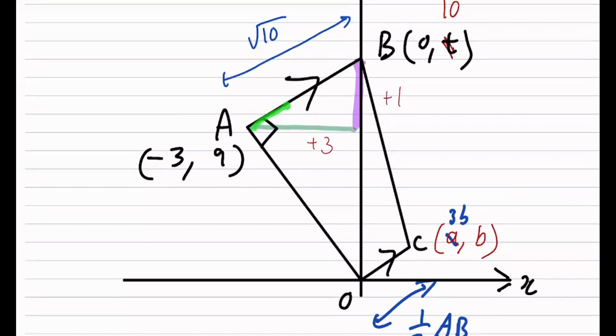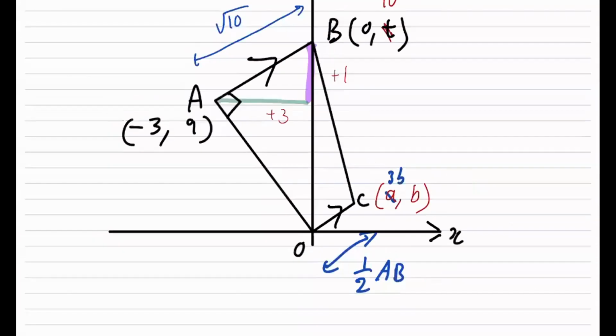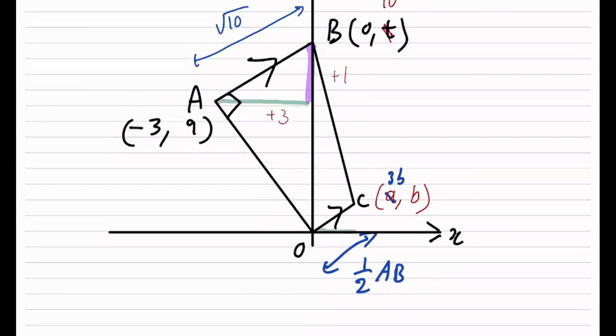Then if you have square root 10 as this length, it translates to a plus 3 horizontal and plus 1 vertical movement. How about when you have half the length and it's still parallel? This is half the length. What do you think is the horizontal movement and the vertical movement now? When you halve the length, the horizontal plus and vertical are 1.5 and 0.5.